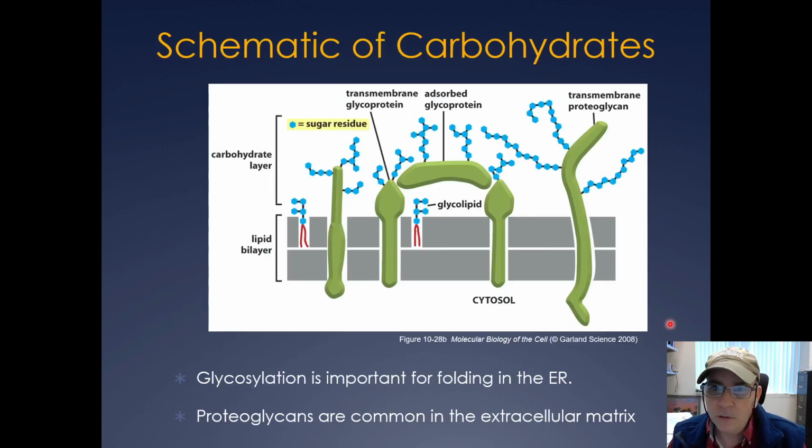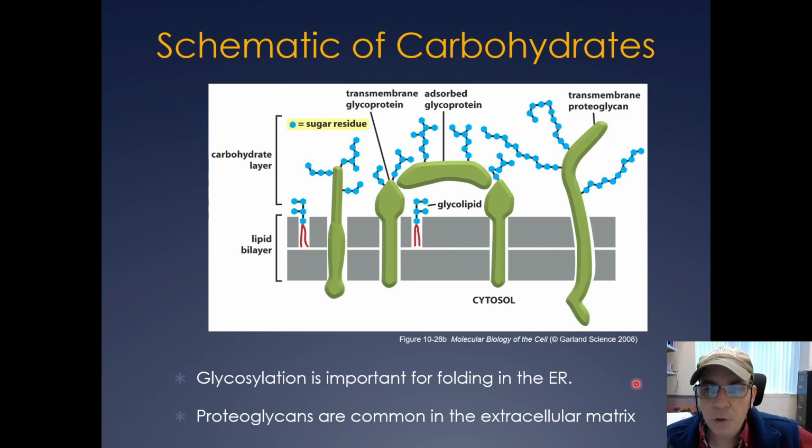And if you wanted to look at that in a schematic format, what you end up having on the exterior of a cell are all of these glycosylated proteins as well as glycolipids, and that creates that carbohydrate layer on the cell. Here you can see different proteins and their different glycosylation schemes, and you can also have these things called proteoglycans, which are heavily glycosylated proteins, and these are all very common in the extracellular matrix.